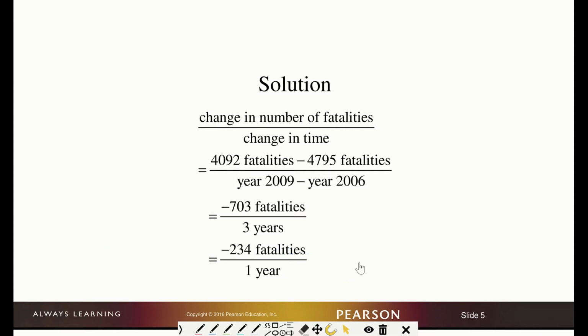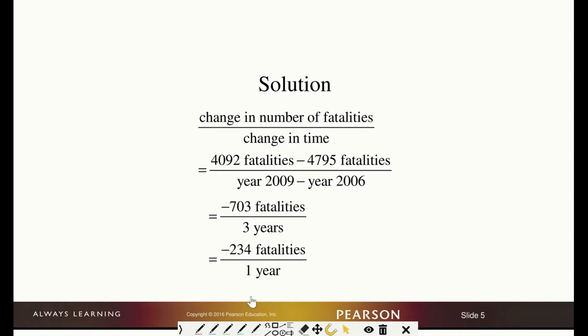Let me clean this now. So notice that the unit up here is fatalities, how many fatalities, and the unit down here is year, so year 2009 minus year 2006. When we subtract, notice we actually get a negative value. This indicates the rate of change is negative. What does that mean? That means the number of fatalities has been going down. On average, once we divide that, we get negative 234.